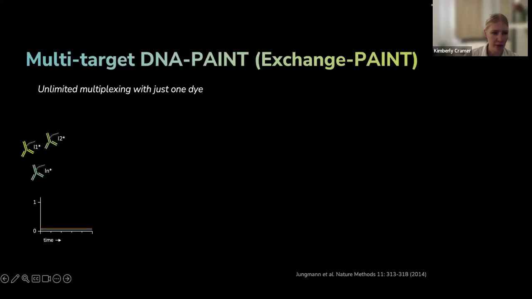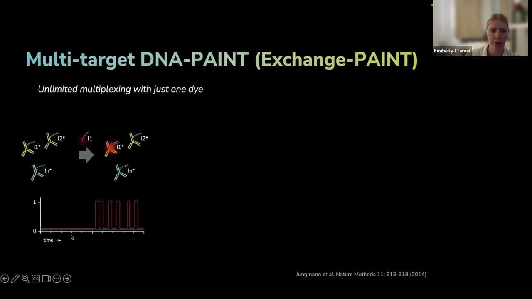So let's say you have some antibodies on your targets of interest in the cell. Here you have antibody 1 and antibody 2 with sequence I1 and I2. If you would like to image these with DNA paint using exchange paint, which is what this method is called, you would add imager I1 corresponding to the antibody with sequence I1. And this could then bind and create the signal.